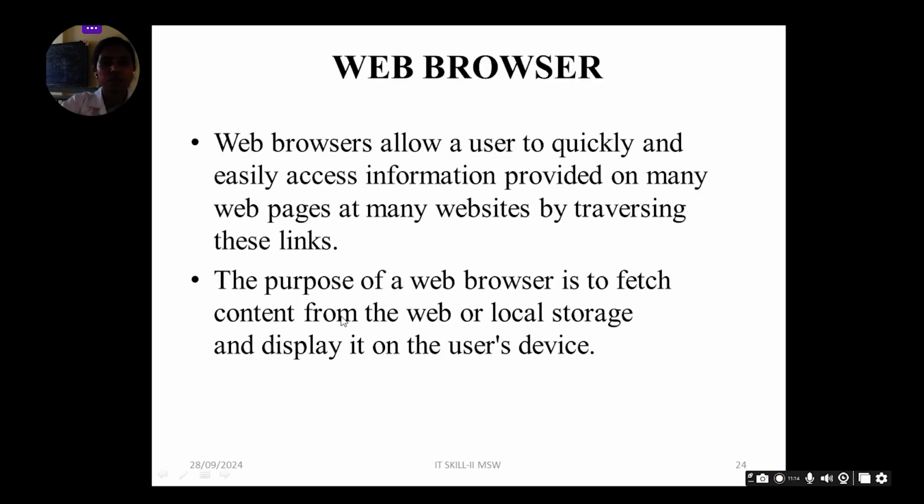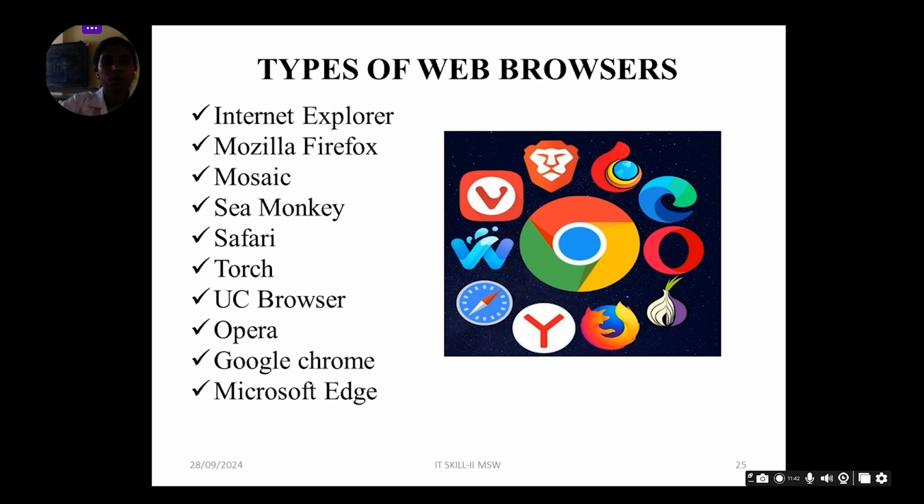Next one is web browser. A web browser allows the user to quickly and easily access information provided on many web pages at many websites by traversing links. We all know that many web browsers are present, such as Google, Firefox, Opera. By using these web browsers, we can browse and search for much data. A web browser just fetches the content that we particularly need. The web browser itself produces the content by searching all over.